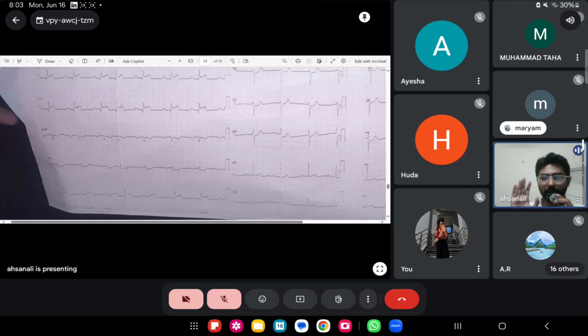For you guys, at undergraduate level, just remember that ST elevation of 1 mm showing in the same territory of the leads is going to make you label this patient as ST elevation MI.